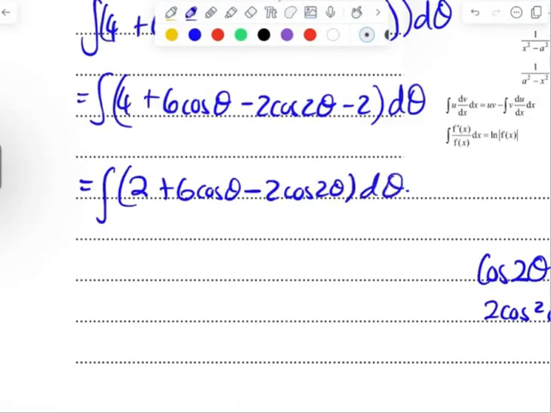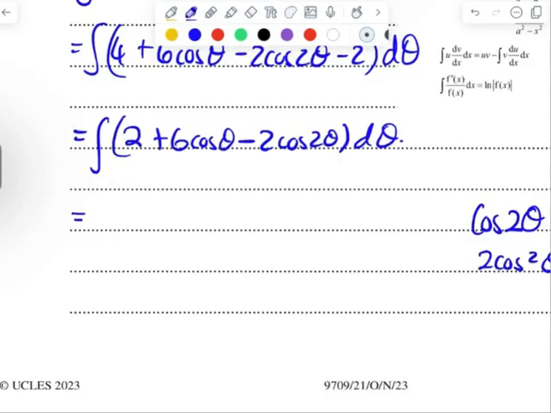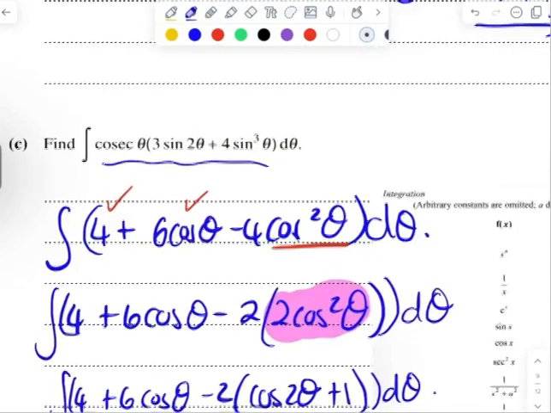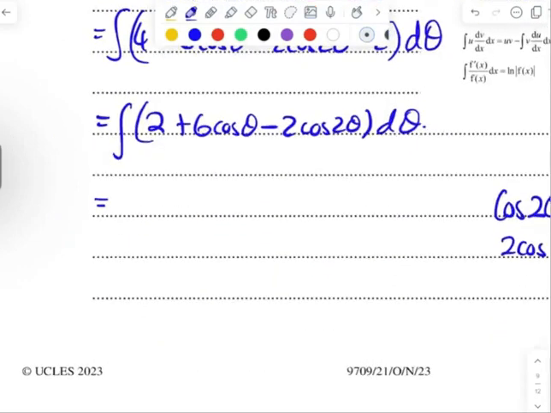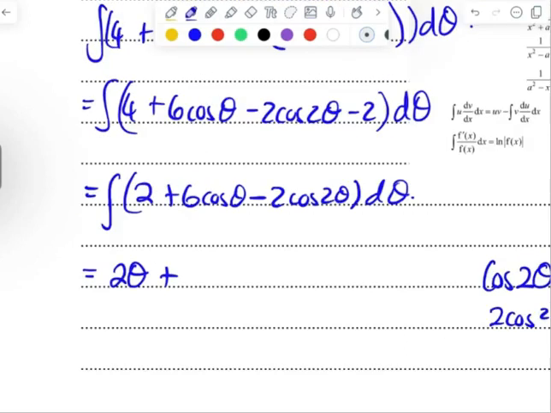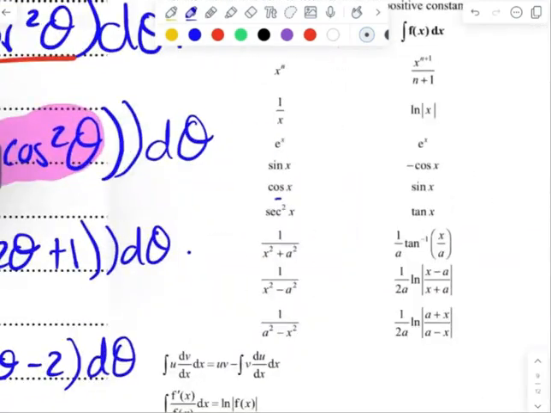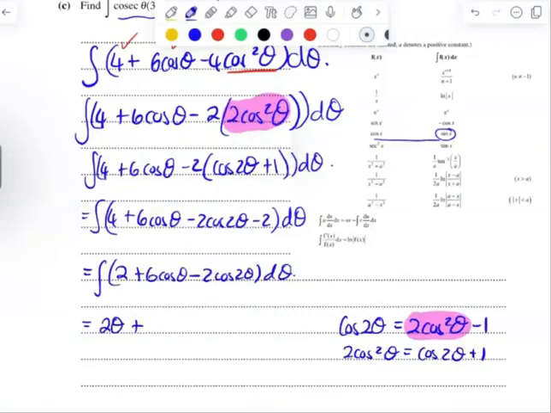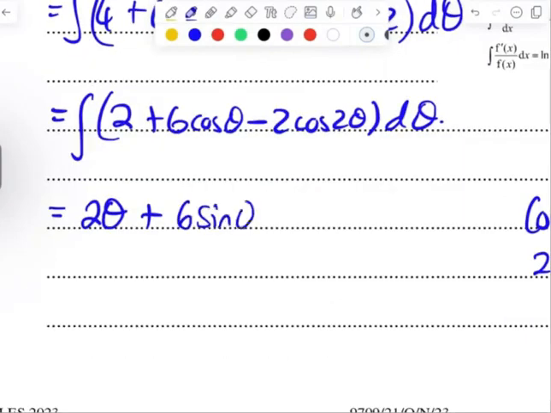Now each of these terms I can integrate. So if we just use our integration rules, and all they wanted me to do is find it, so this is an indefinite integral. I'm going to have my plus c at the end. So here we're integrating 2, so that just gets a theta. Then the integral of cos theta is just sine theta, so that becomes 6 sine theta.